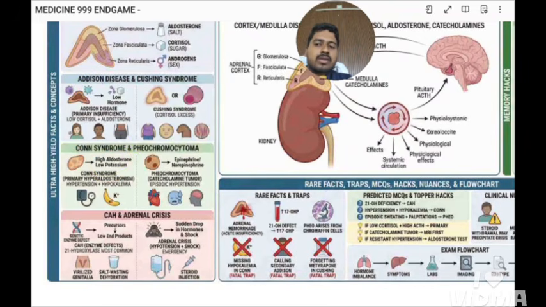Increased aldosterone is Conn's. So in Conn's, symptoms will be opposite to that of Addison's. Just now we saw Addison's had hyperkalemia. So here there will be hypokalemia. There we had shock and hypotension. Here we have hypertension. Okay.